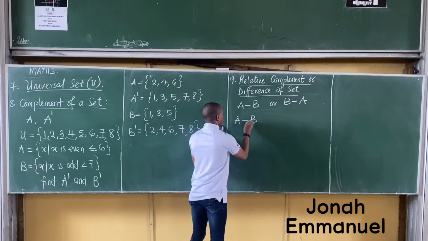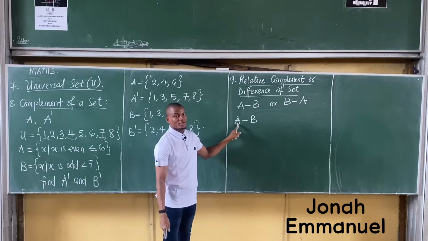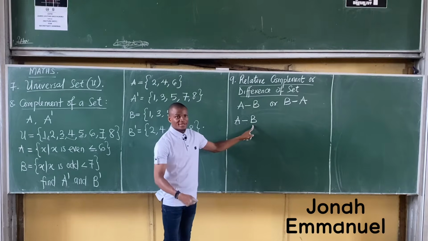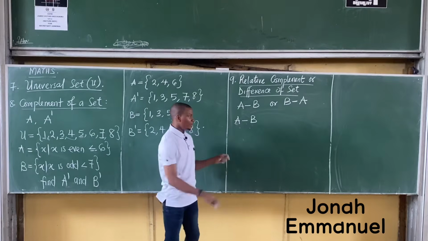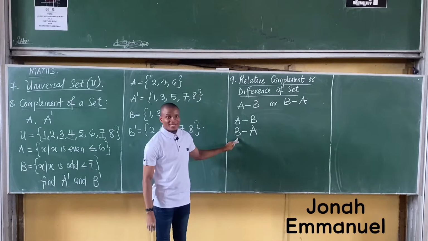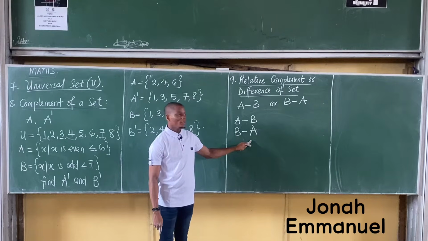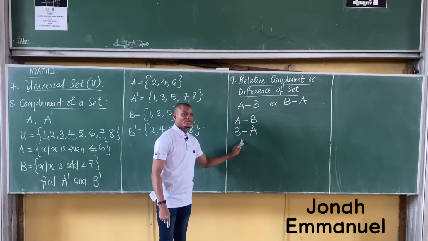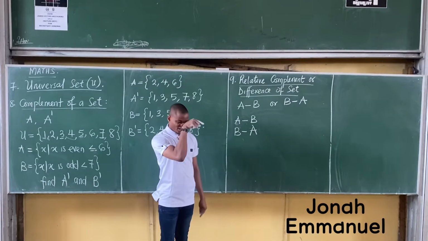A minus B gives the elements in A that are not in B. While B minus A gives the elements in B that are not in A. That's it.